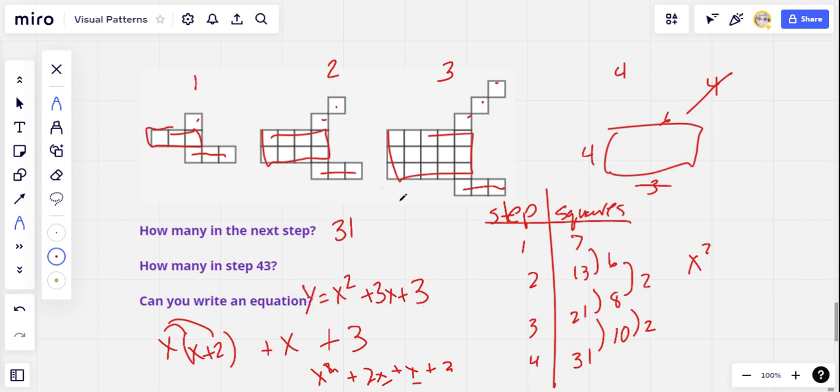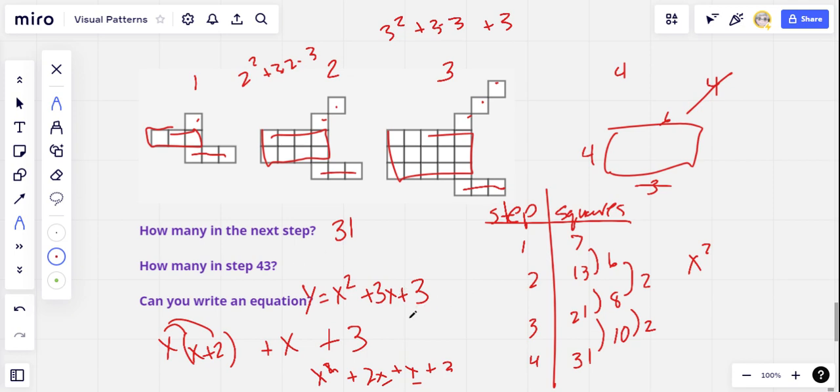If we plug it into a couple of these up here, let's plug it into step 2. You'd put in 2 for x, you'd get 2 squared plus 3 times 2 plus 3. And this should add up to 13, the number of squares in that step. So that's 4 plus 6 plus 3. Yeah, that works. What about in step 3? That'd be 3 squared plus 3 times 3 plus 3. A lot of 3's there. So 9 plus 9 is 18, plus 3 is 21. Yeah, so this equation seems to be working out.